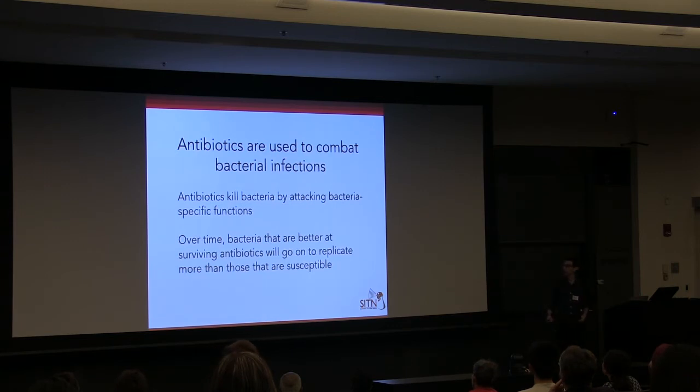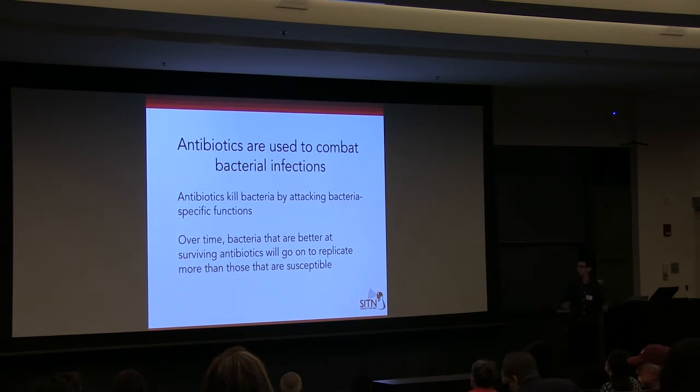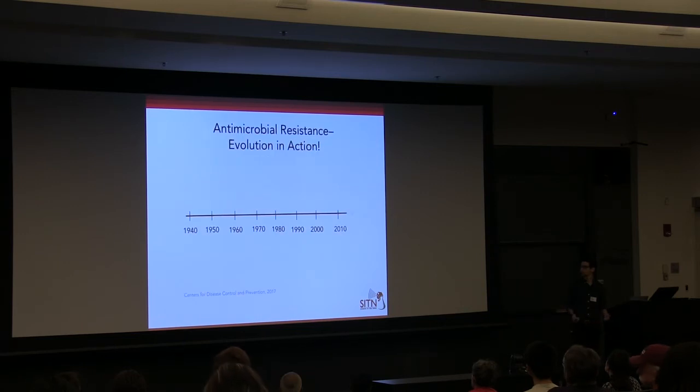So antibiotics are used to combat bacterial infections. They kill bacteria by interfering with bacterial-specific processes. So things that bacteria do that humans don't do, or maybe differences. Over time, bacteria that are better at surviving antibiotics will go on to make more copies of themselves than the bacteria that die off from the antibiotics. So let me just kind of show you over time how fast antibiotic resistance emerges.